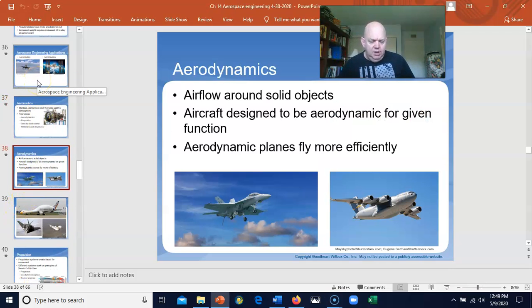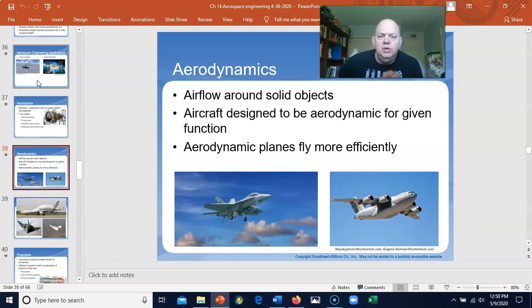So in looking at aerodynamics, we have to look at the airflow around solid objects. Now, it'd be kind of an important thing. Now, aircraft are designed to be aerodynamic for a given function. What do you mean? Well, not all aircraft are designed to be fighter craft. Not all aircraft are designed to be transport craft. Not all aircraft are designed to be carrying many passengers from point A to point B. Okay, so there's different things.